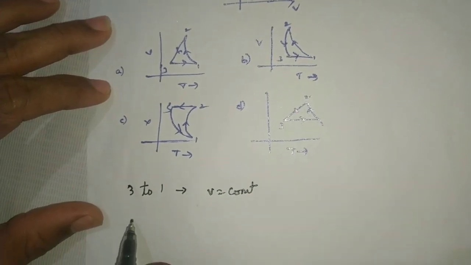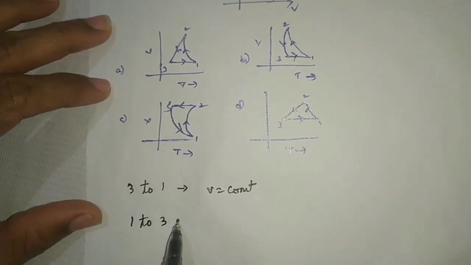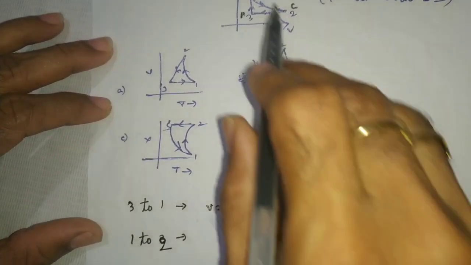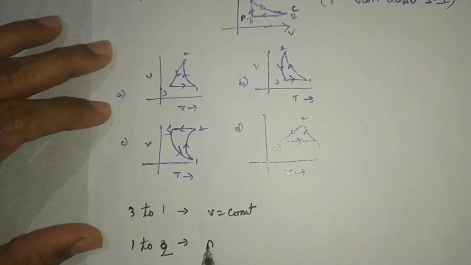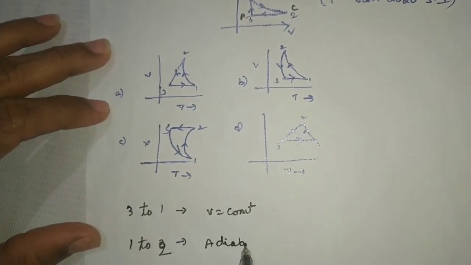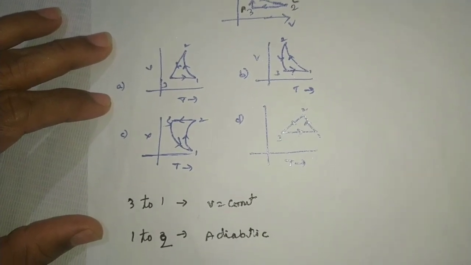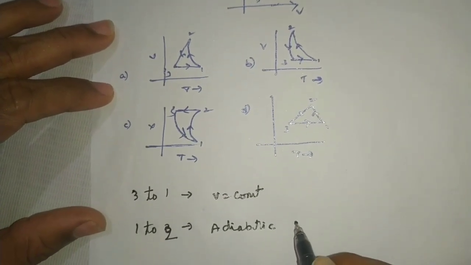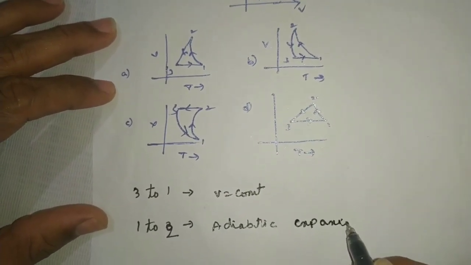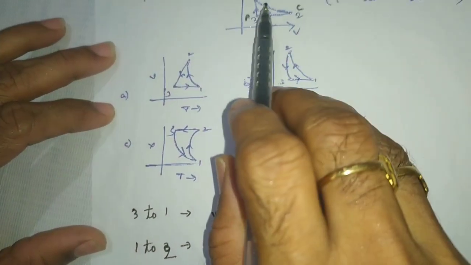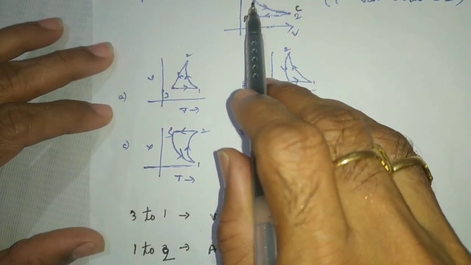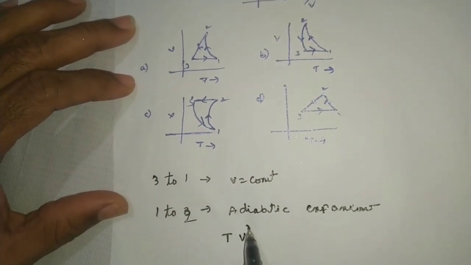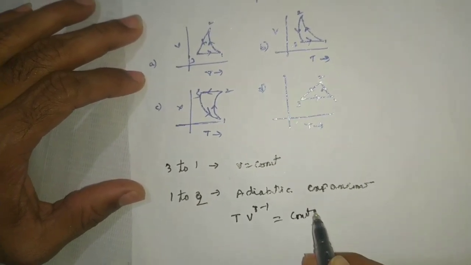Further, consider 1, 2, 3. In the 1, 2, 3 process, the 1 to 2 process is adiabatic from the question. So, adiabatic expansion, so volume increases. So, 3 to 1 volume is constant, and 1 to 2 is adiabatic expansion. In adiabatic expansion, the equation is T V power gamma minus 1 is equal to constant.